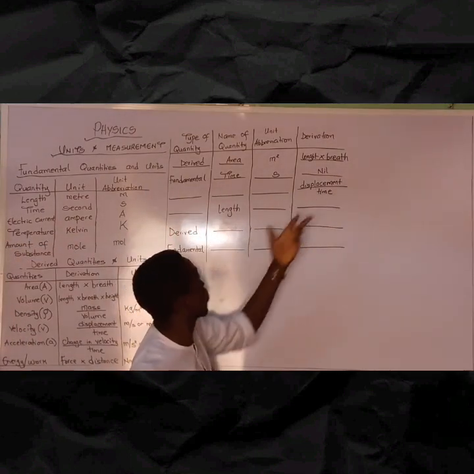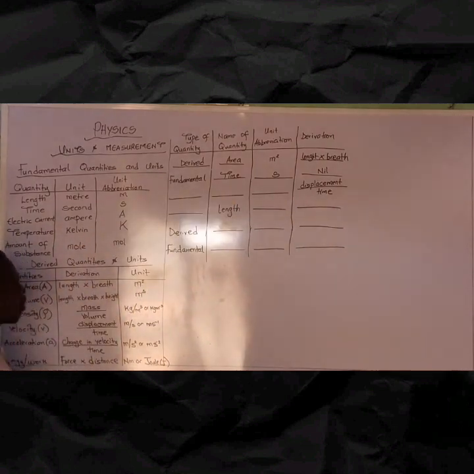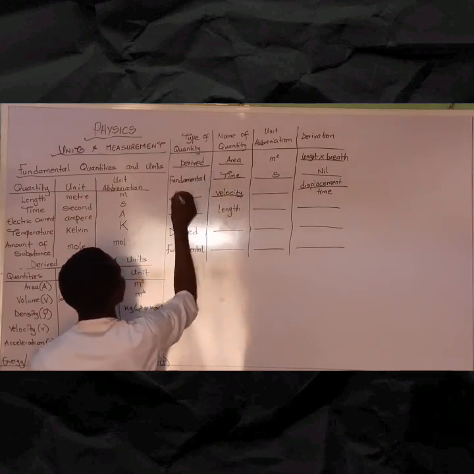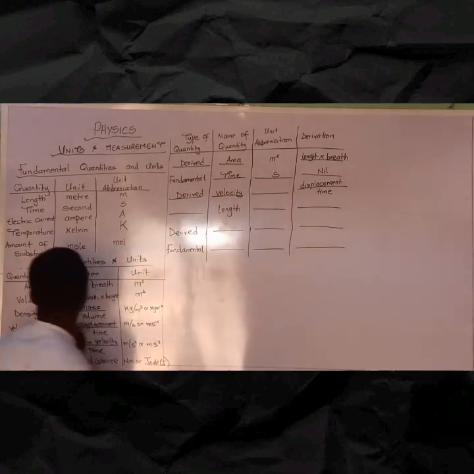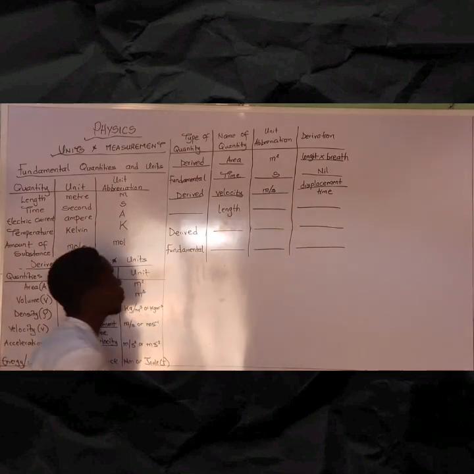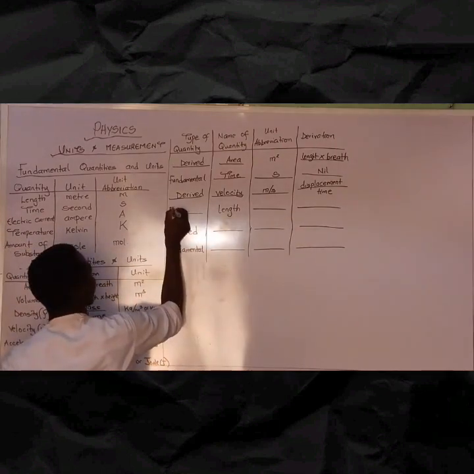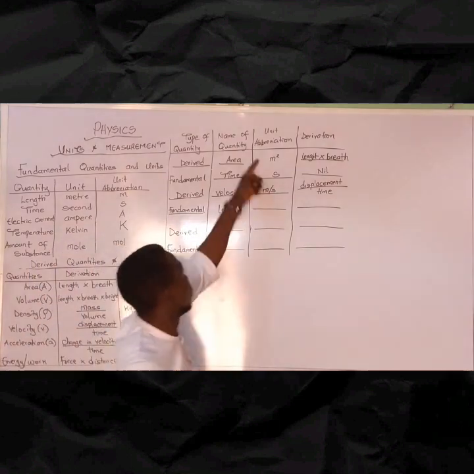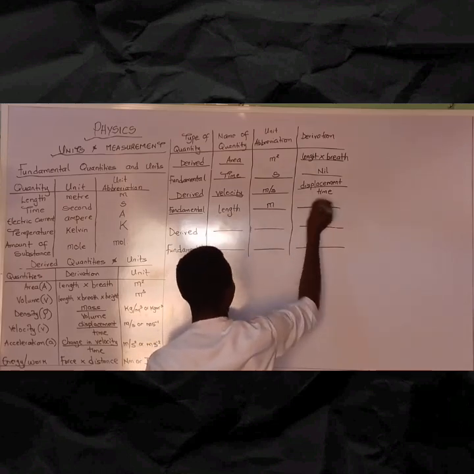Now the derivation is displacement over time, and for it to have a derivation, that means it's a derived quantity. Displacement over time is velocity. So the name is velocity. Type of quantity is derived, and the unit abbreviation is meter per second. Anyone you choose, you can use meter per second. Then this length: the name of the quantity is length. Length is a fundamental quantity. Then the unit abbreviation of length is meter, and the derivation? A fundamental quantity has no derivation, so that's nil.